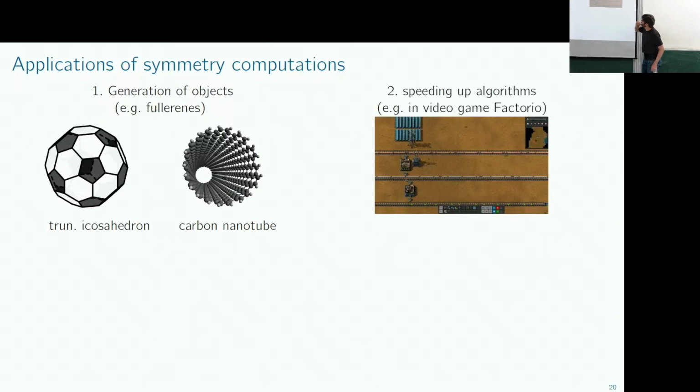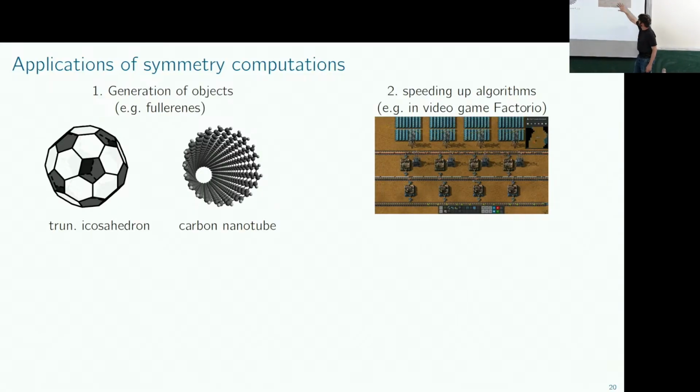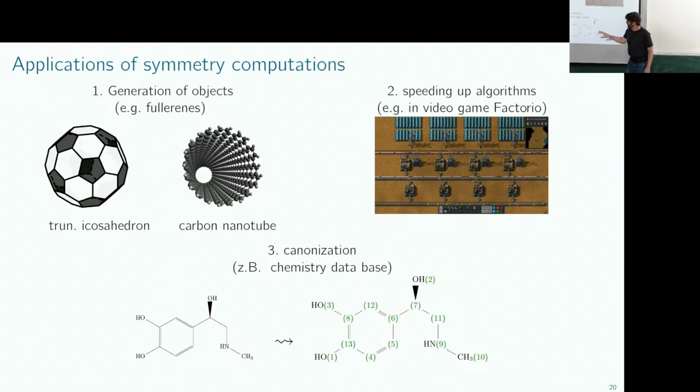Then another way we use symmetry in computations, for example, in the computer game Factorio, if you build a part and you know that you now just have to copy exactly the same thing to repeat it, then you just have to build it once, and then you can extrapolate using symmetries onto the rest. And here you save work. Another kind of application is these databases that I talked about earlier, about adrenaline.